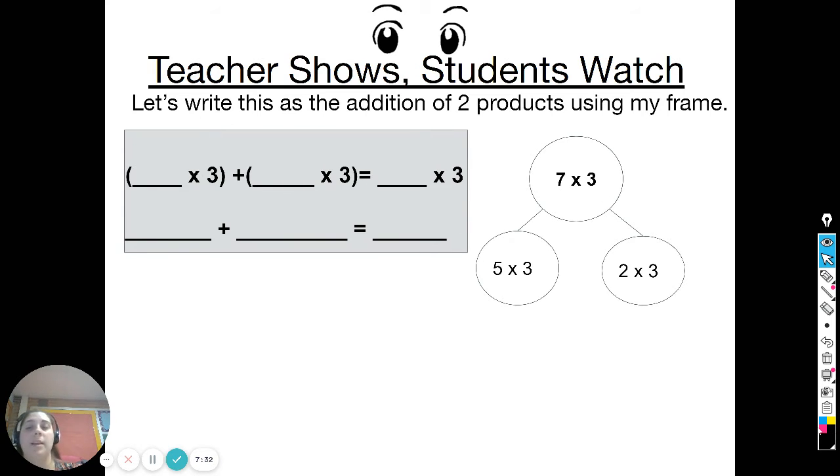Okay, so that means that our 5 times 3 from this here plus our 2 times 3, okay, so we're just adding these two together, will equal our 7 times 3. And you can see 5 plus 2 equals 7, okay? So really we're taking down this 7, which is the 7 rows, and breaking it apart.